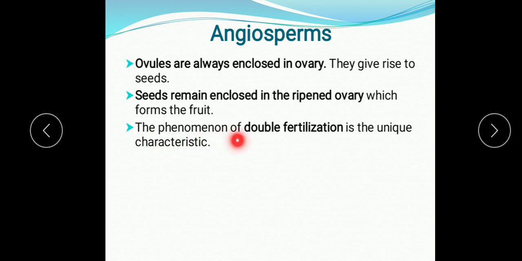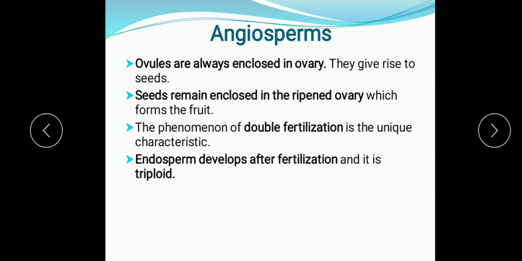The phenomenon of double fertilization is the unique characteristic. If you remember, in ninth class you studied in detail double fertilization and triple fusion in flowering plants. This is the characteristic feature in angiosperms. Endosperm develops after fertilization and is triploid. So here also it is different from the gymnosperms. In gymnosperms, endosperm develops before fertilization and is haploid, while in angiosperms it forms after fertilization and is triploid.